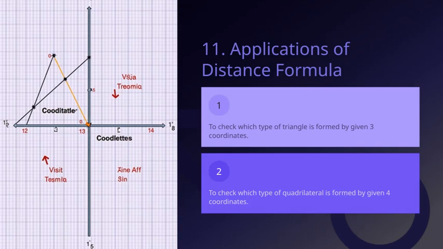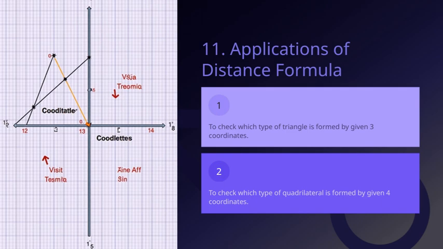Now, let's look at how we can use the distance formula to identify different types of quadrilaterals and triangles. When we have 4 coordinates, the distance formula helps us determine whether the shape is a square, rectangle, rhombus, or another type of quadrilateral. By calculating the lengths of the sides and diagonals, we can analyze their properties, like whether sides are equal or diagonals bisect each other at right angles.